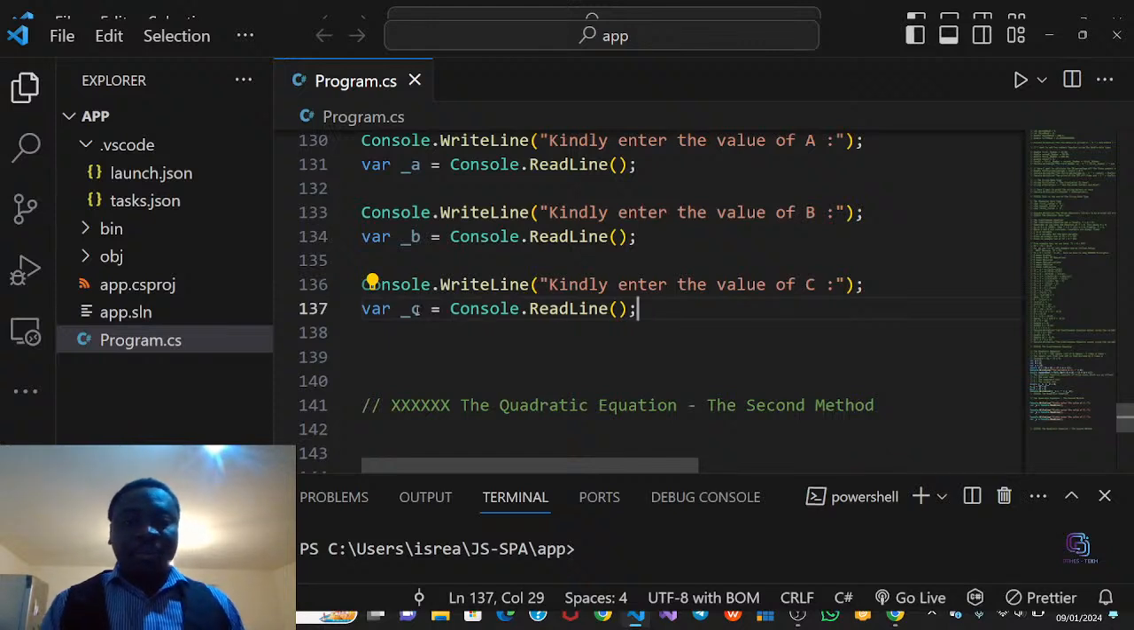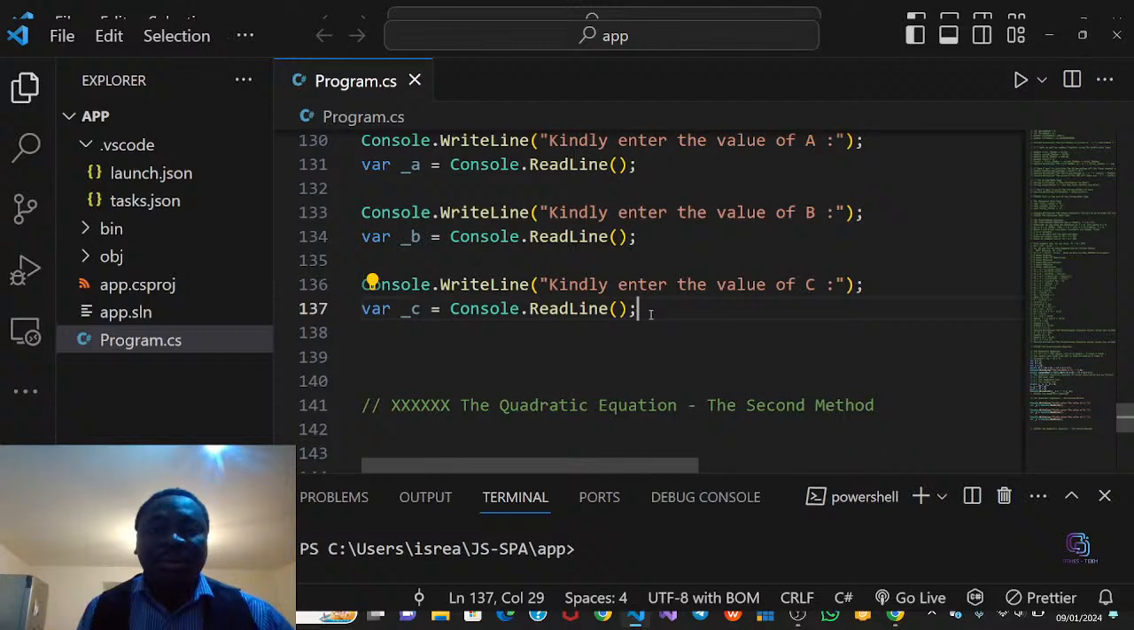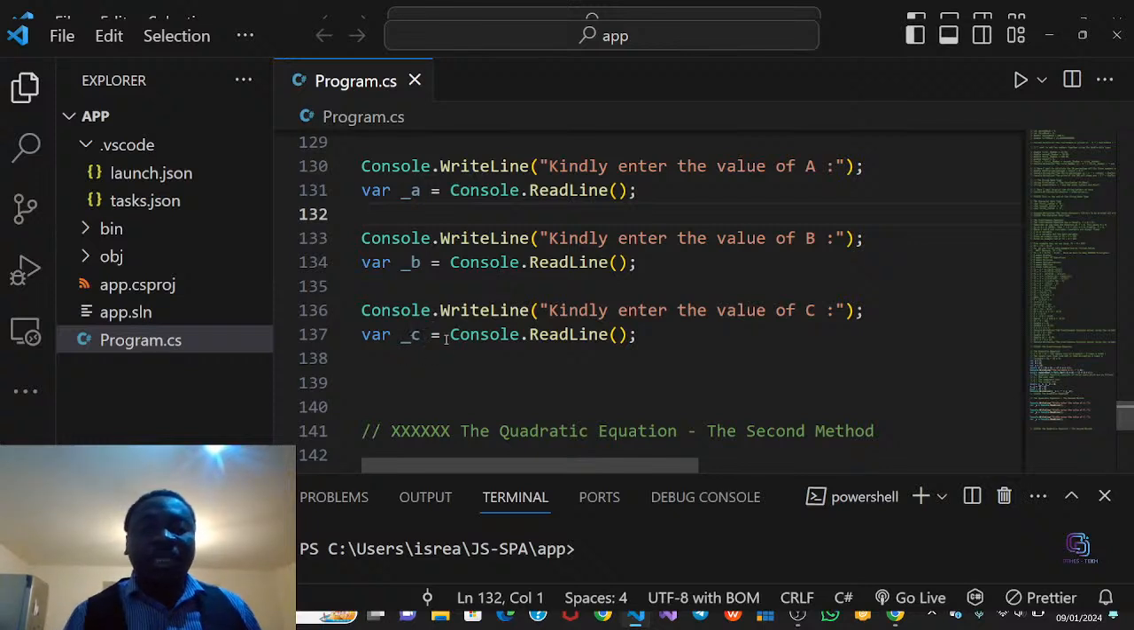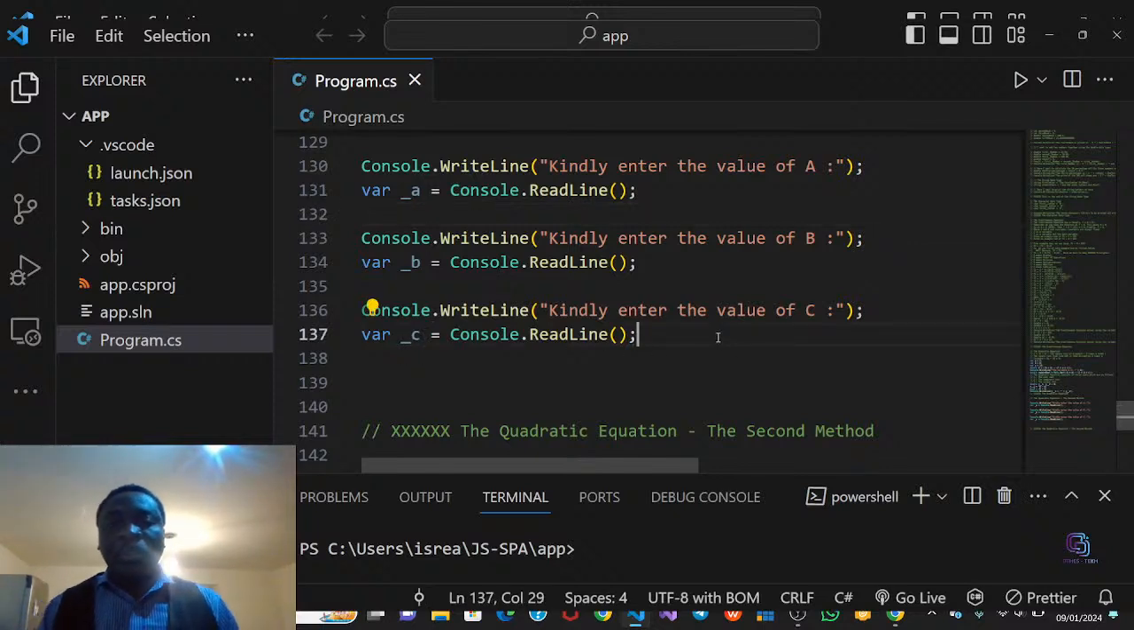Take note of the word underscore. So with this underscore, we'll be able to utilize that. Oh, we have variable A. Underscore A is taking the value of what? The first one in our formula. Now underscore B is taking the second one. Underscore C is taking the third one.